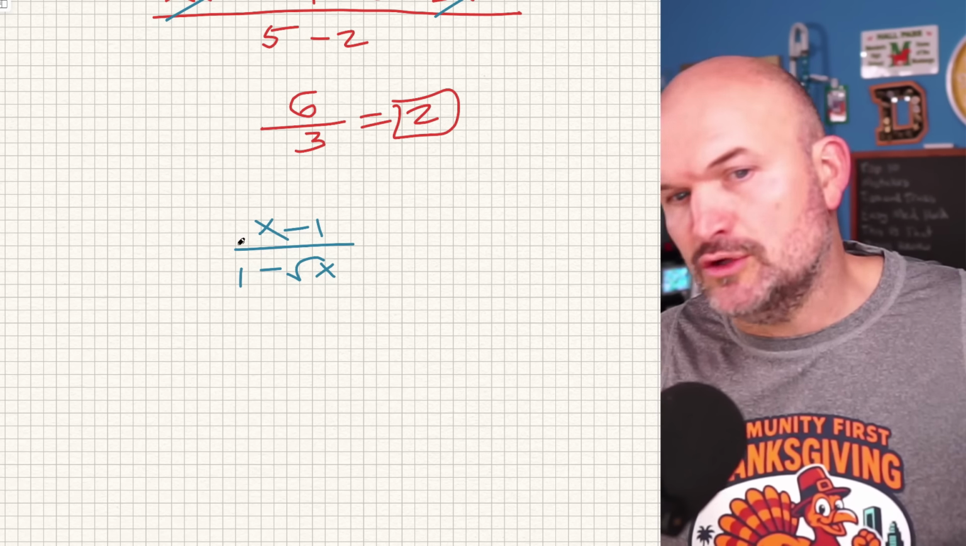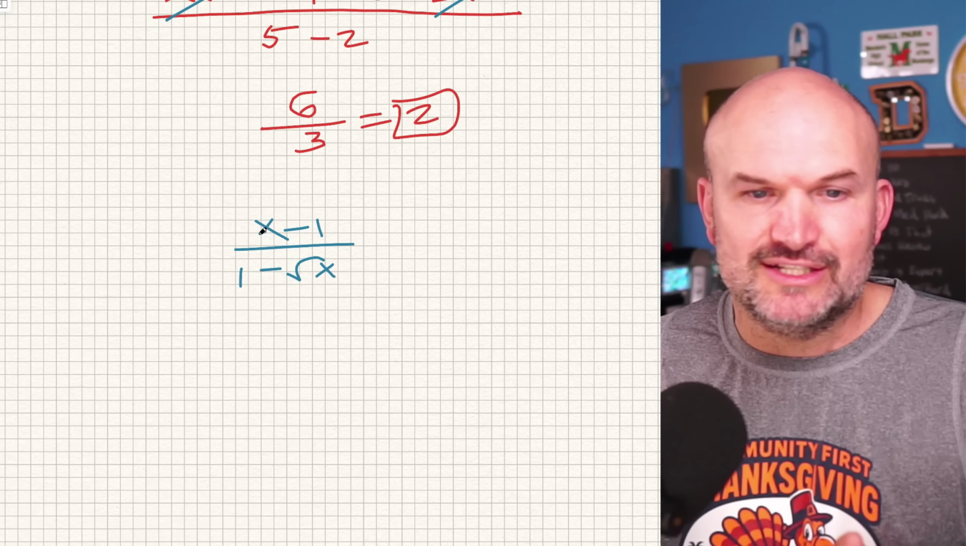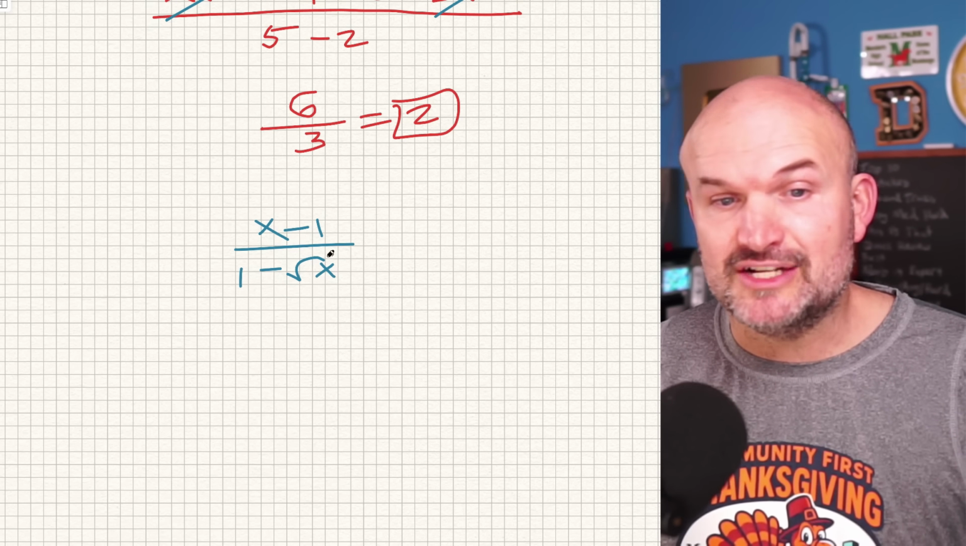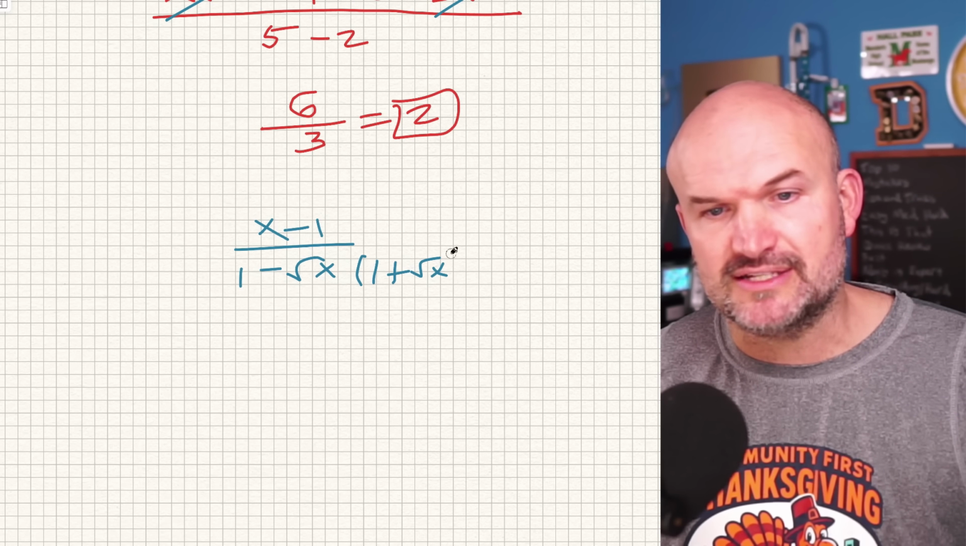So let's approach this the way that we understand it, the way that I worked into the previous examples, rationalizing your denominator by multiplying by the conjugate. So if I'm going to multiply by the conjugate to get rid of my radical in the denominator, I'm going to multiply by 1 plus the square root of x, right?